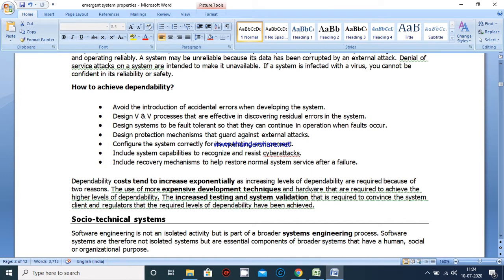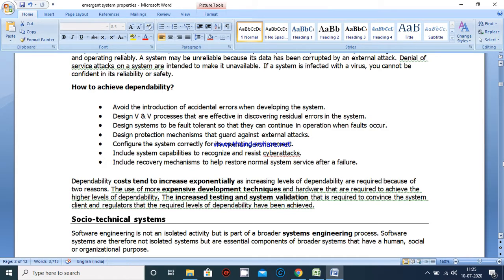If you are in the phase of developing software, then you can achieve dependability through these safety points. The first one is to avoid the introduction of accidental errors when developing the system. Design V&V, meaning verification and validation processes, that are effective in discovering residual errors in the system. Then design systems to be fault tolerant so that they can continue in operation when faults occur. Design protection mechanisms that guard against external attacks.